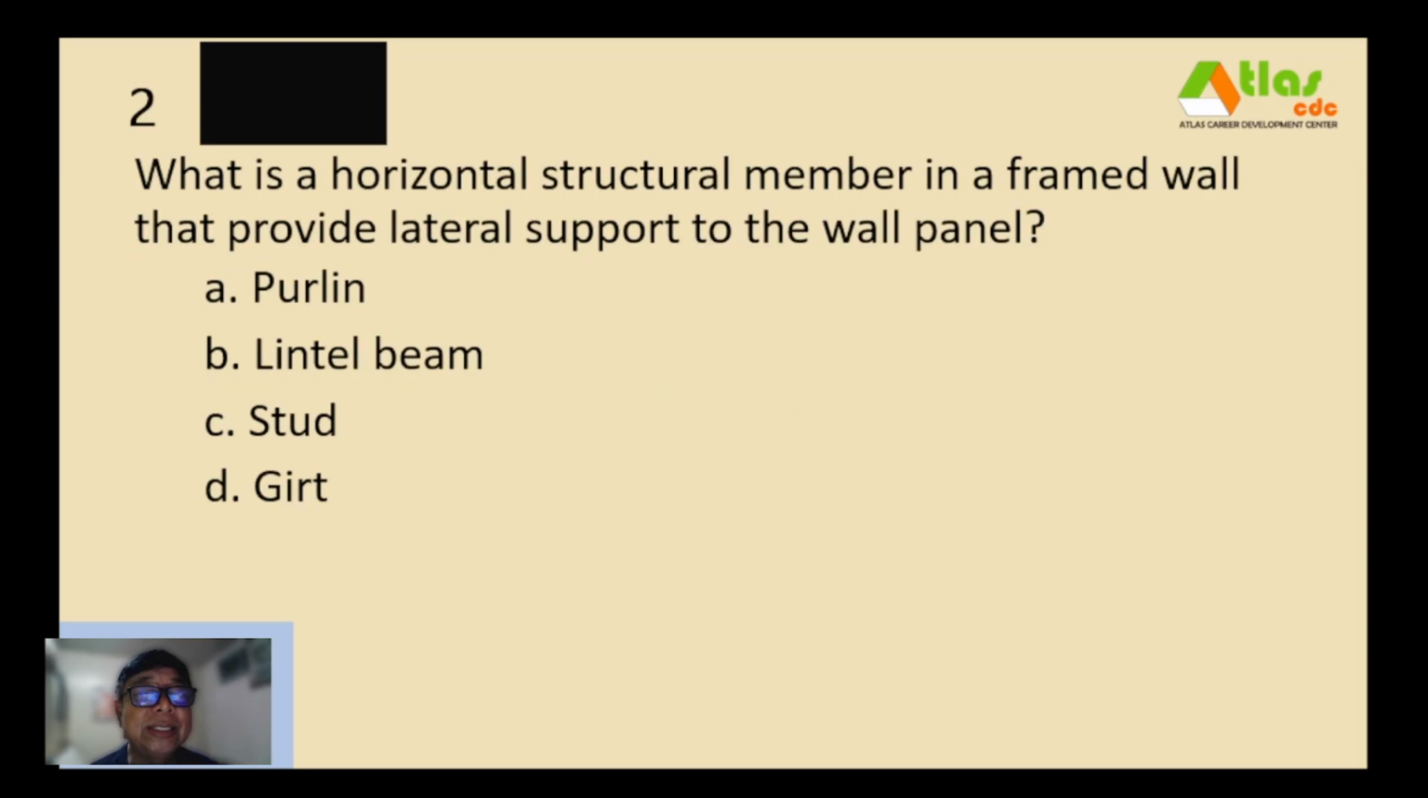Question number 2. What is a horizontal structural member in a frame wall that provides lateral support to the wall panel? A. Purlin, B. Lintel beam, C. Stud, and letter D. Girt. 10 seconds.